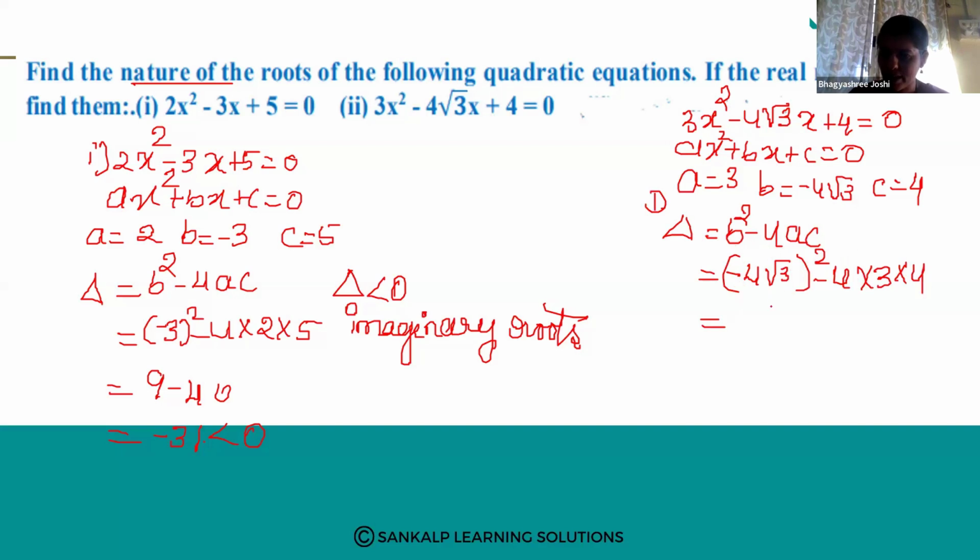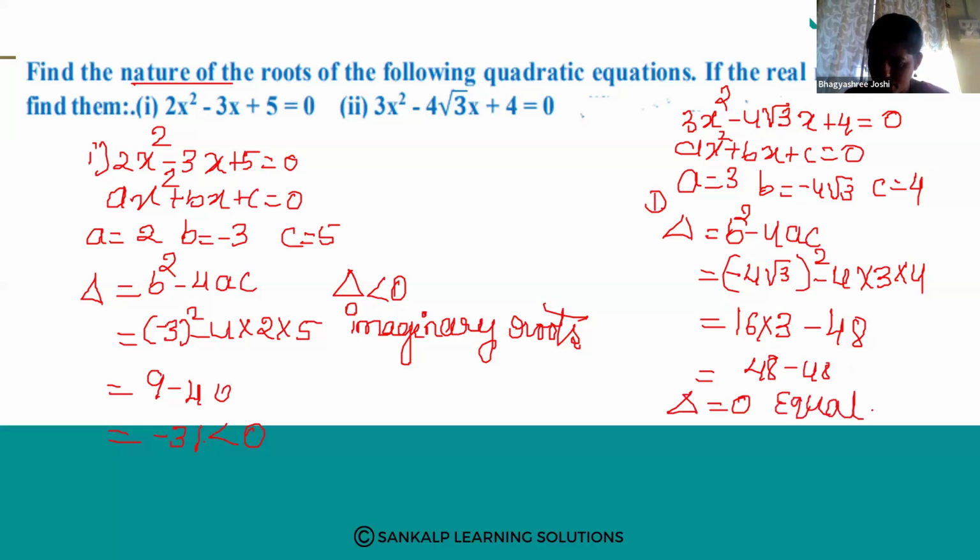So minus 4 square is 16. Minus 4 into minus 4 is 16, minus into minus is plus. Root 3 square, root 3 into root 3 is 3. 16 into 3 is 48. Minus 4 into 3 into 4 is 48. So 48 minus 48, you will get 0. Here you are getting delta is equal to 0. So delta is equal to 0 means equal roots. You will have equal roots. So for equal roots, there are two roots.